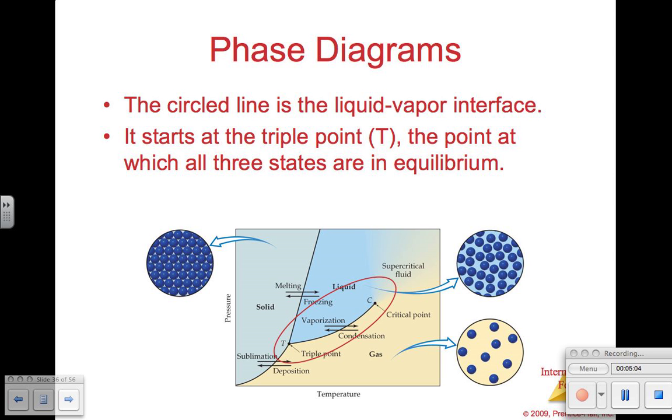So let's look at these regions individually. The circled area here indicates the liquid and vapor interface, what we would refer to as boiling, the boiling point area. The area is measured starting at the triple point, or that T. The triple point is a really unique temperature and pressure relationship where the substance is at equilibrium with the solid, the liquid, and the vapor all at the same time.